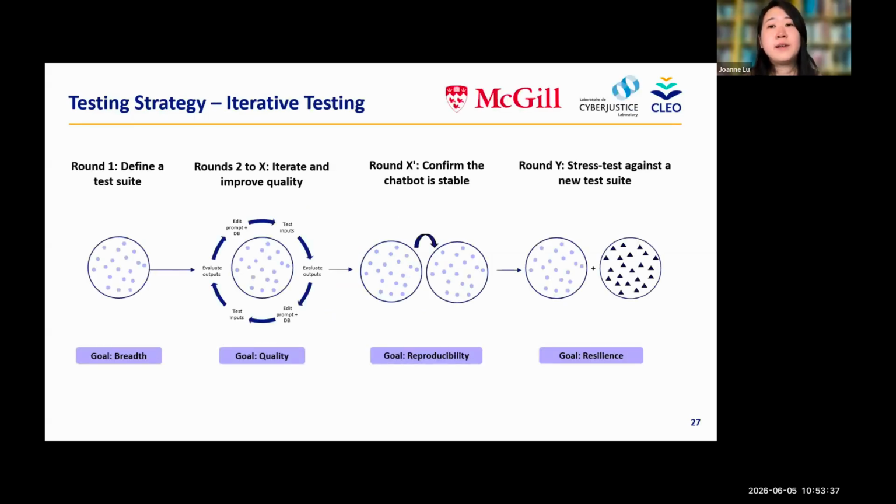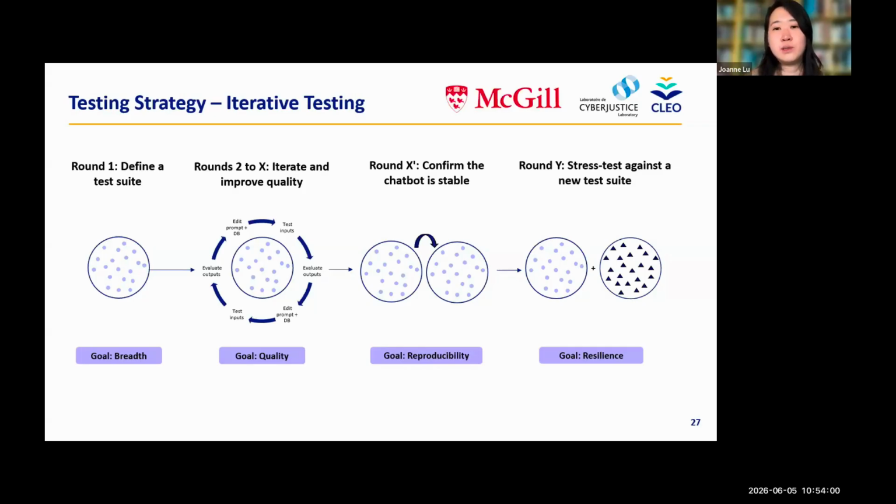When we opened it up, here's where McGill collaborated with us in their Cyber Justice Lab and the McGill cohort of law students in order to do rigorous legal analysis on the chatbot outputs. So for round 1, we defined a broad test suite that covered all of the legal topics under Steps to Justice, as well as our CLEO guided pathways programming. So the goal was to create a definitive test set.